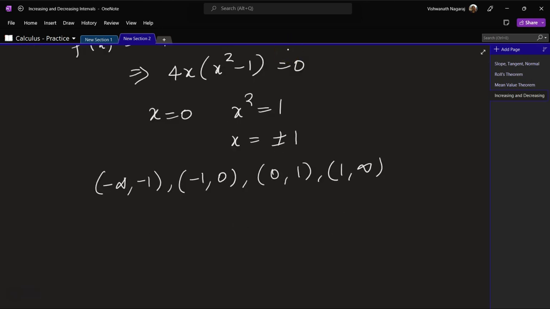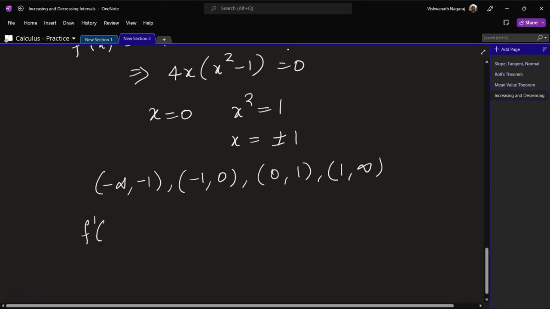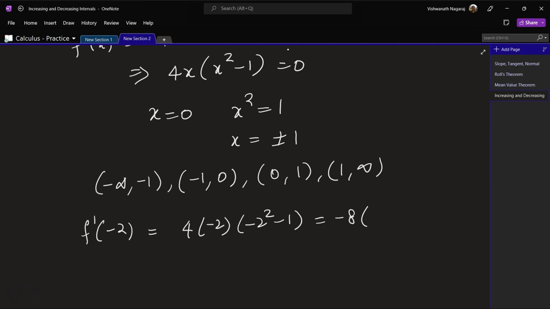Now let's choose some values. F prime of minus 2 is equal to 4 times minus 2 times minus 2 square minus 1, which gives us minus 8 times, no, not minus 2 square. This is going to be within brackets. So this will be 4 minus 1, 3, which means that this is going to be a negative number, which means this is going to be decreasing.